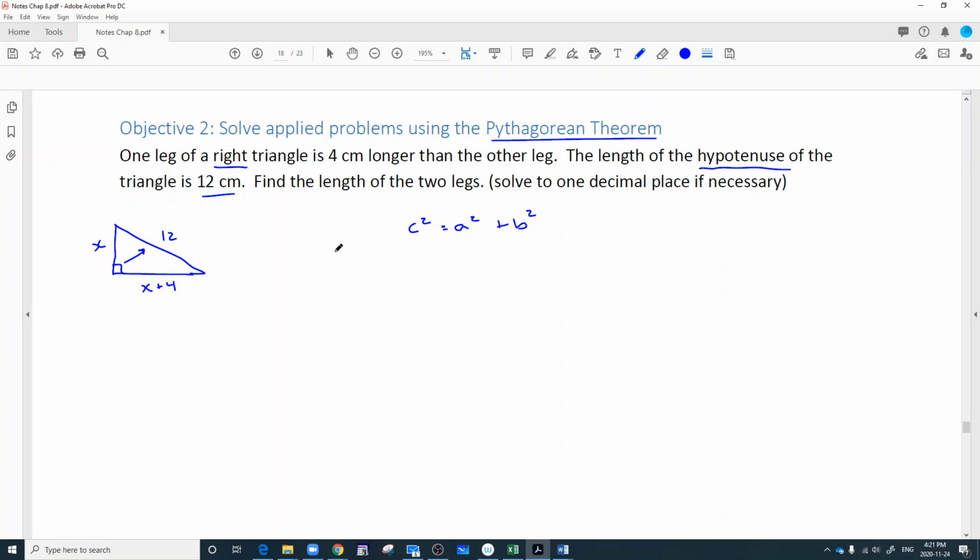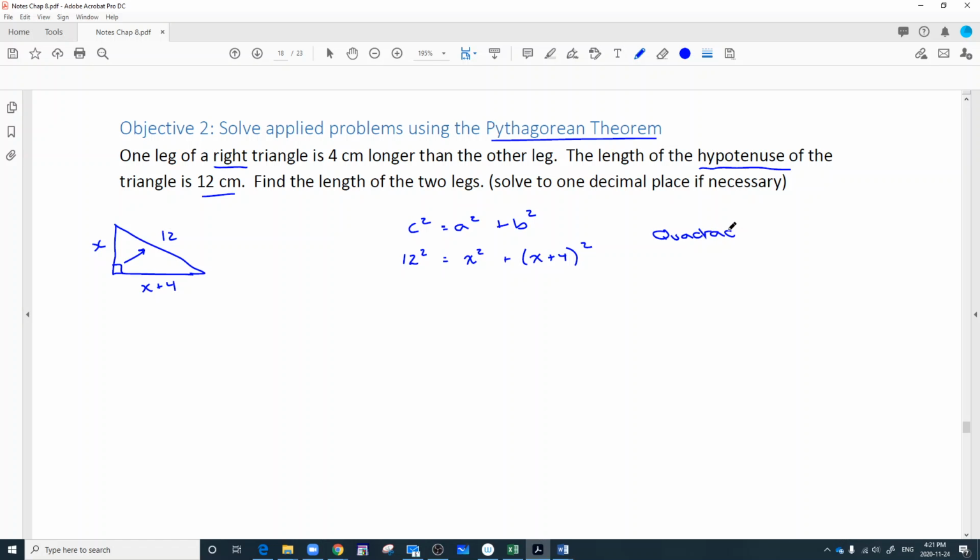Okay, so then we can plug in our values. Our hypotenuse is 12 squared. Our a, it doesn't matter which one's a and which one's b, so we'll call a x squared, we'll call b x plus 4, all squared. So now it's saying solve. Well, I notice that this is quadratic.